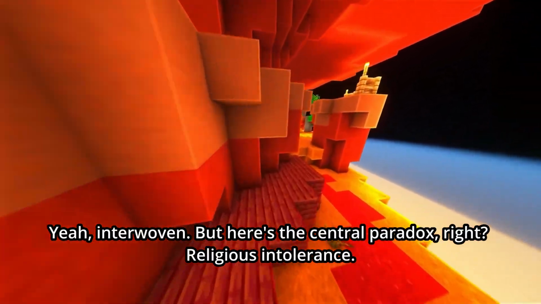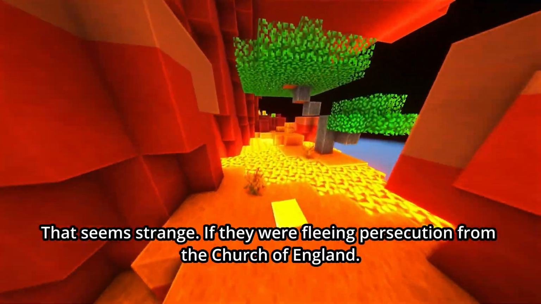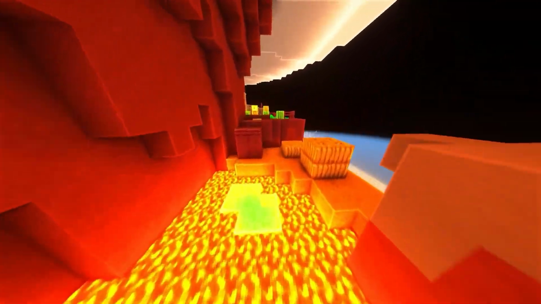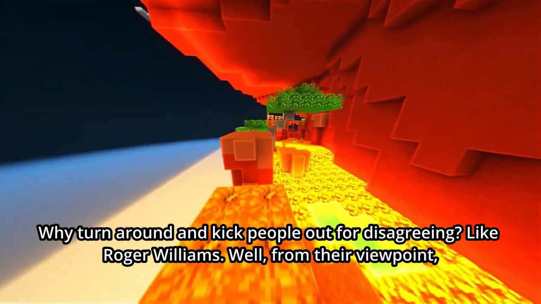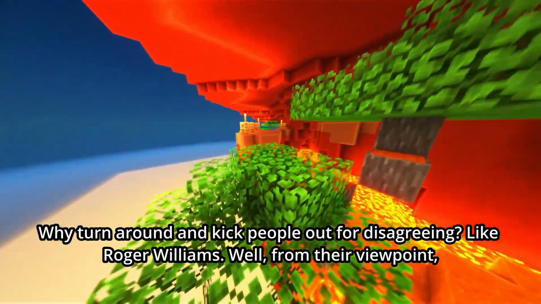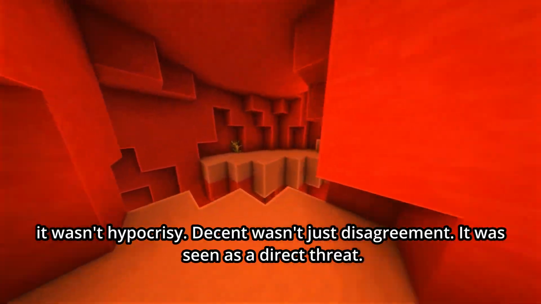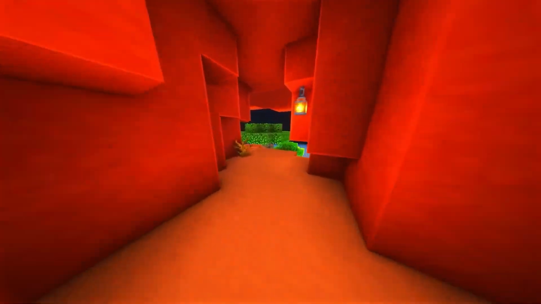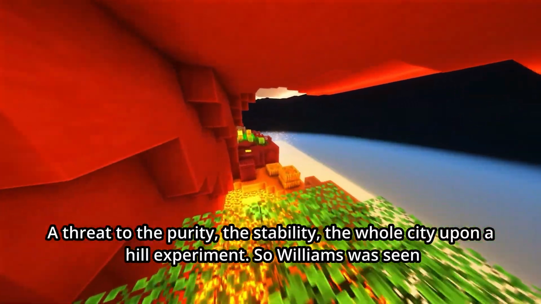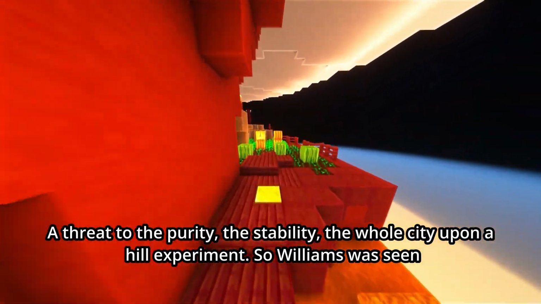But here's the central paradox, right? Religious intolerance. That seems strange. If they were fleeing persecution from the Church of England, why turn around and kick people out for disagreeing, like Roger Williams? Well, from their viewpoint, it wasn't hypocrisy. Dissent wasn't just disagreement, it was seen as a direct threat. A threat to the purity, the stability, the whole city upon a hill experiment.